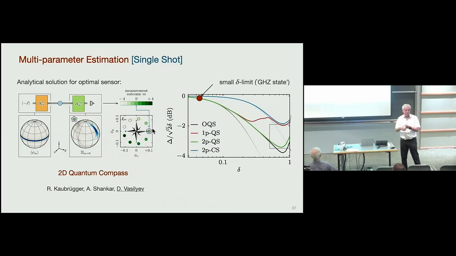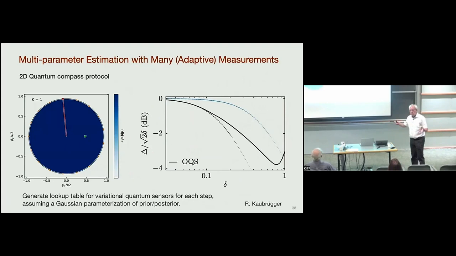And Raphael has made this very nice animation that lets us do many, many measurements. At the beginning, the prior is maybe big, but now we are making measurements. Our posterior function is updating itself, and we have a random walk until we finally arrive at the point that really corresponds to the magnetic field that we wanted to measure here for 2D.